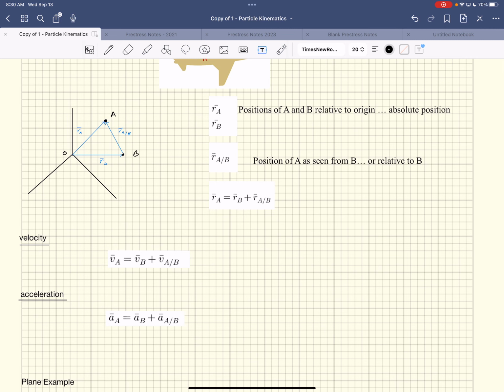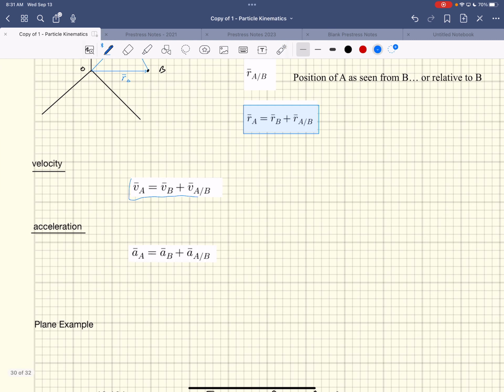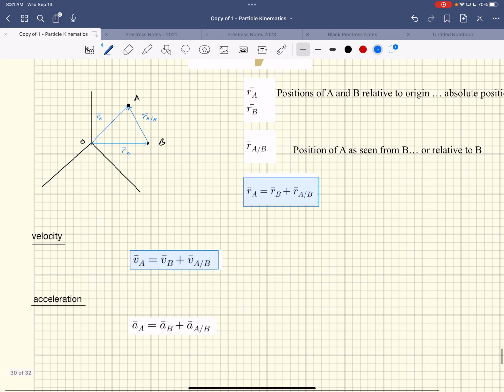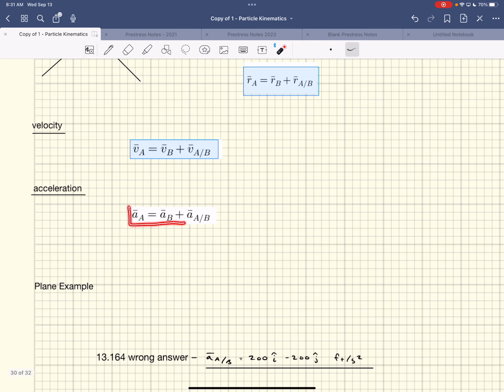If I want the position of A, it's just vector math. I take the position of B and add on to it the position of A as seen from B, and it gets me to A. Now, for velocities, you just take the derivative of this, and it carries over. If I want the velocity of particle A, and I know the velocity of point B and the velocity of A as seen from B, I just add those two together, because velocity is also a vector. Same thing with the accelerations, take the derivative of that. The acceleration of A is the acceleration of B plus the acceleration of A as seen from B. Just as simple as that.